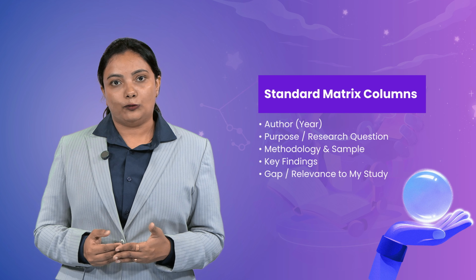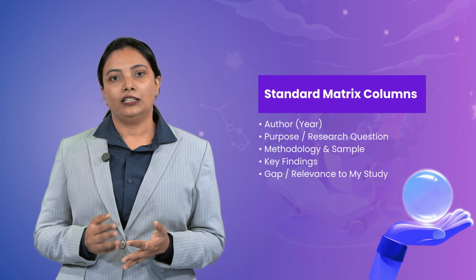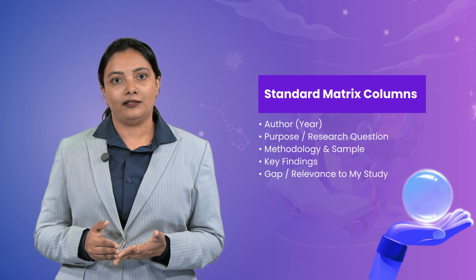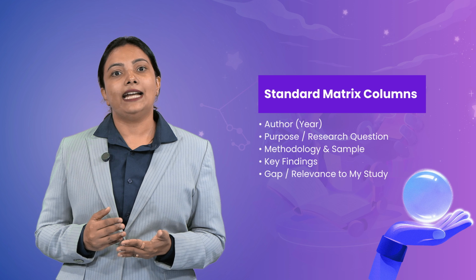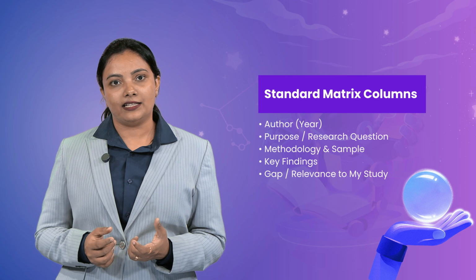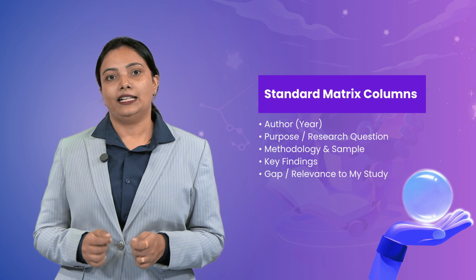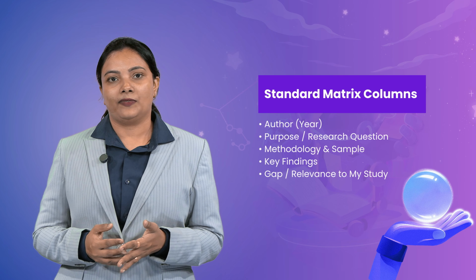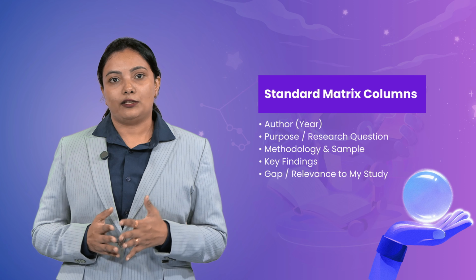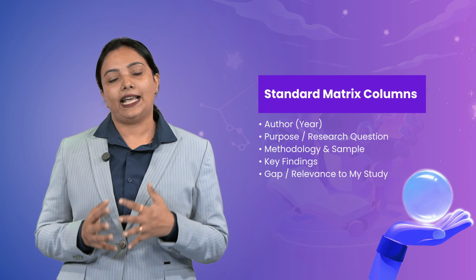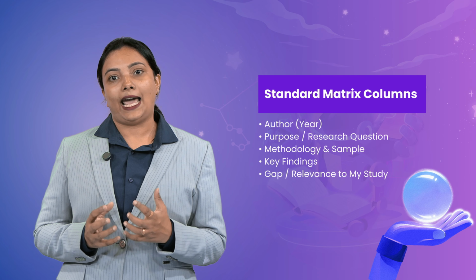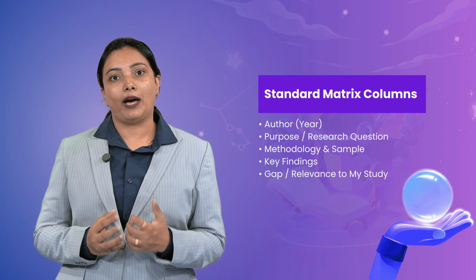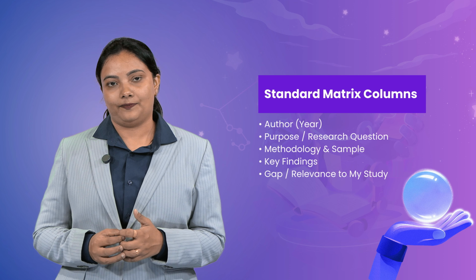Typical columns include author and year, the purpose or research question, methodology and sample, key findings, and most importantly, the gap or relevance to your own study. That last column is what turns a summary exercise into an actual argument for why your research is needed.